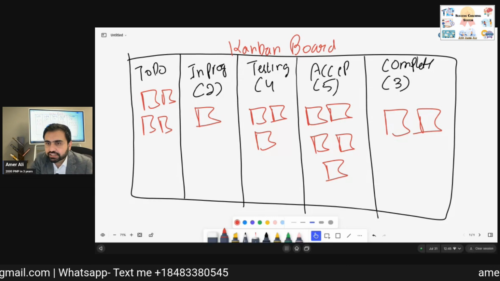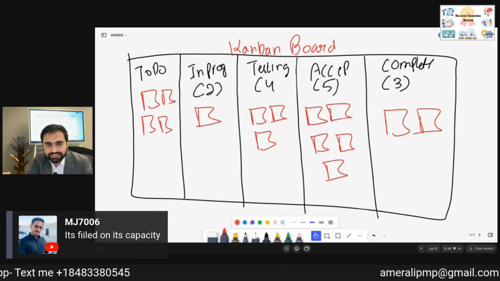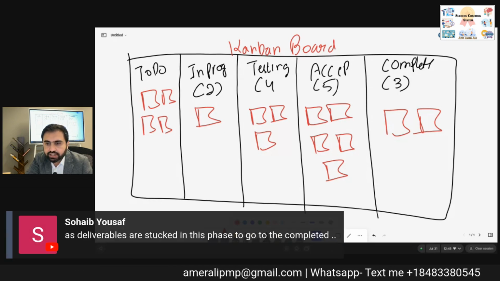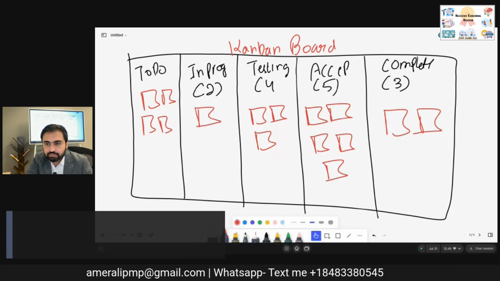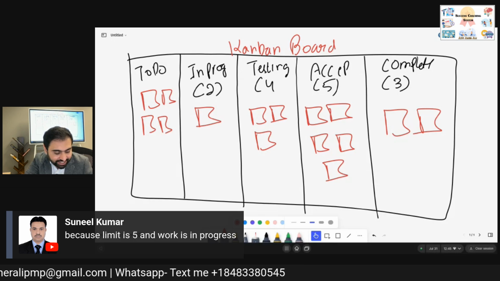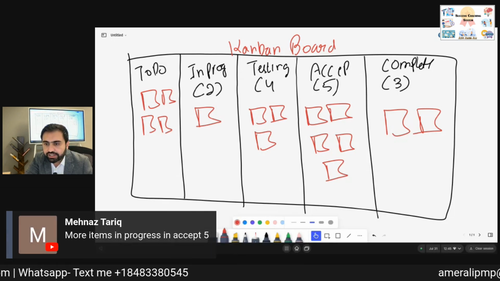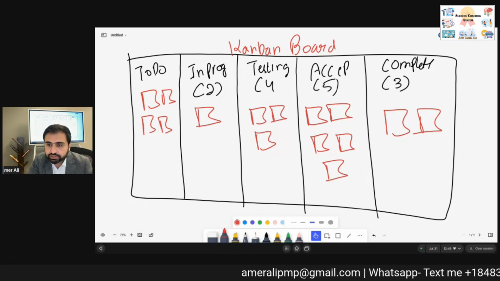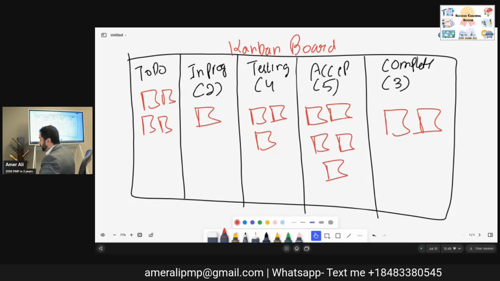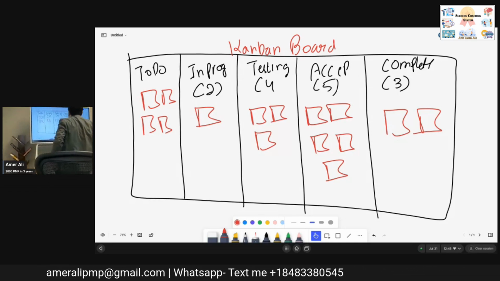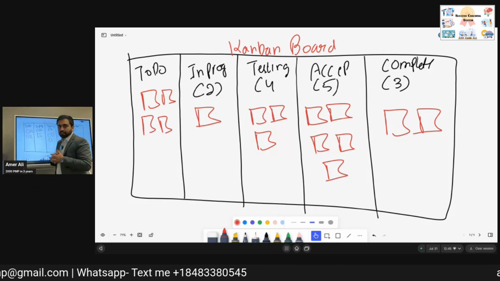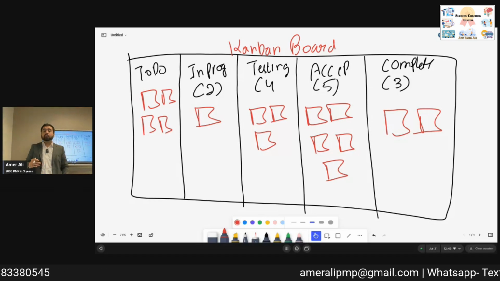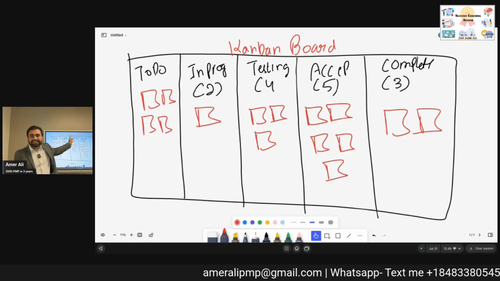Yes, I like this answer because the capacity is at maximum. Shoaib said deliverables are stuck because the limit is there, I cannot do more items. No, it's not about more items. Bottleneck means where you are stuck, where you cannot move at all. Here the bottleneck is accepted.